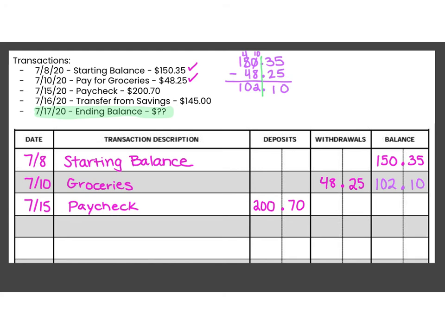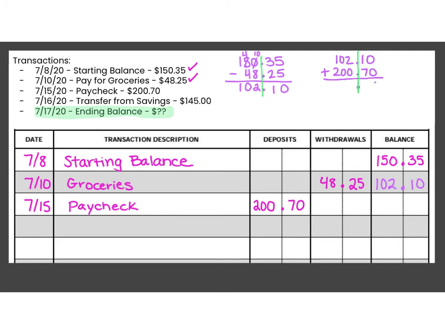So I'm going to take my new balance of $102.10 and add the paycheck amount of $200.70 to figure out what my new balance is. Again, I'm lining up my decimal points. I can draw a line straight through them, and I know my decimal point is correct in my answer.